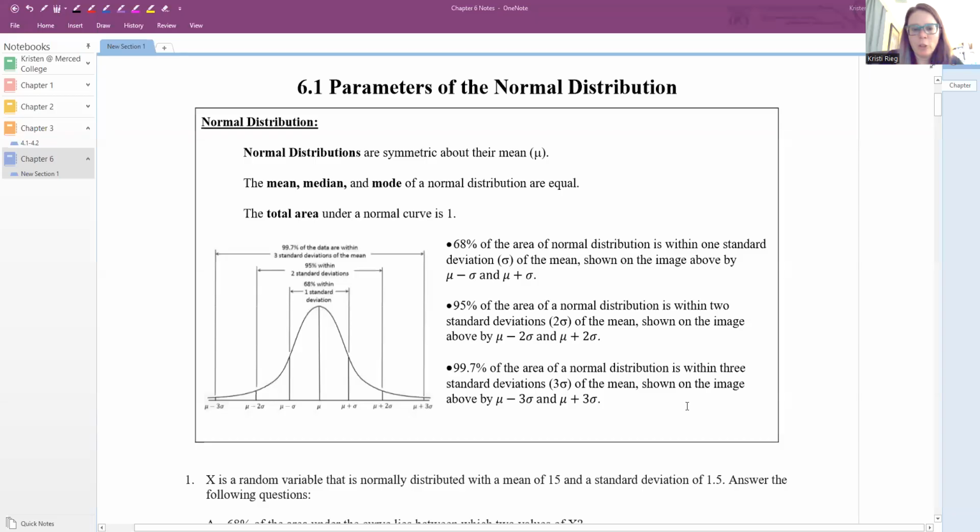Morning. In this video, we are going to start talking about normal distribution. And so normal distribution is a curve that is symmetric. And in the middle, we have the mean, which we're calling mu. So right here in the middle, you can see mu.